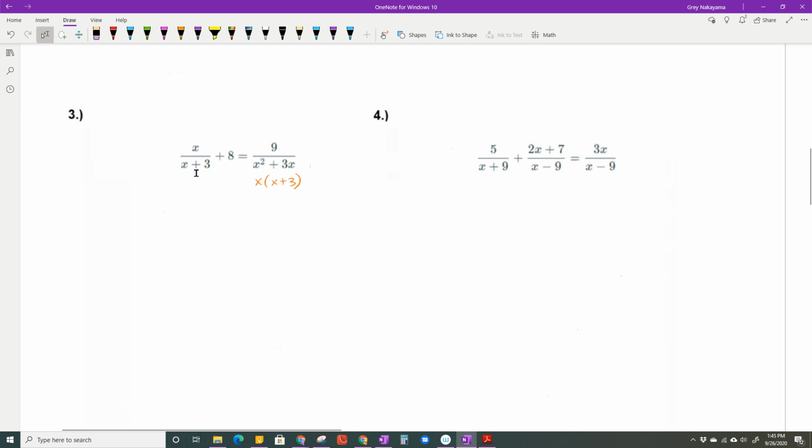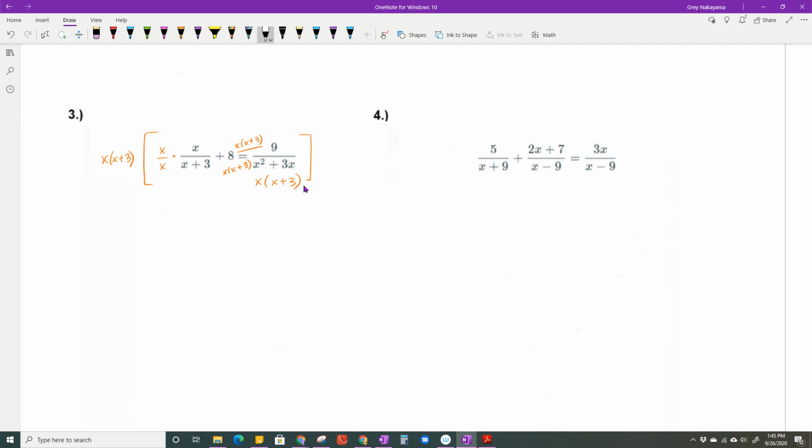So what does my first term need on the bottom to make it look like that? I'm going to multiply the top and the bottom by x. 8 is 8 over 1, so it needs something on the top and the bottom, which is going to be x times x plus 3. Okay, so now all of my bottoms are the same, and I'm going to multiply by what's on the bottom, x times x plus 3.